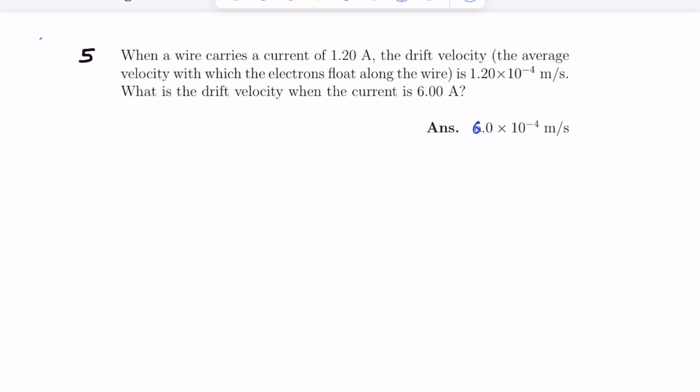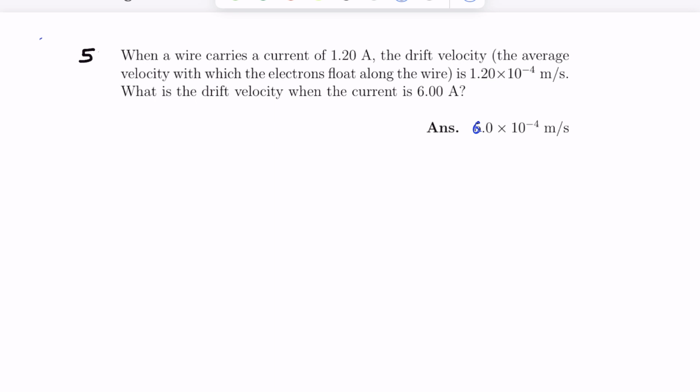Question 5 says, when a wire carries a current of 1.20 amperes, the drift velocity, the average velocity with which the electrons float along the wire, is 1.20 times 10 to the minus 4 meter per second. What is the drift velocity when the current is 6 ampere?